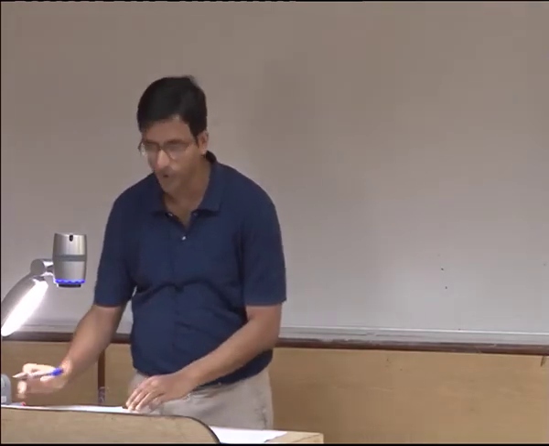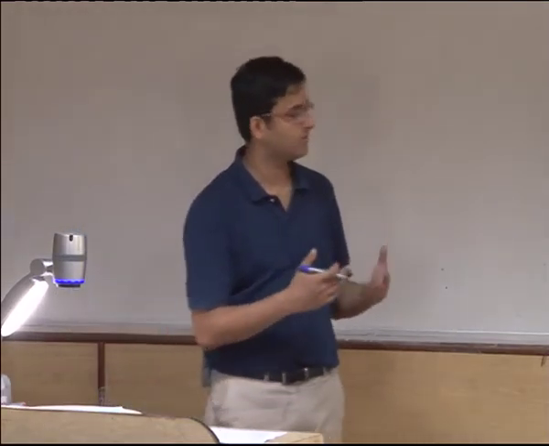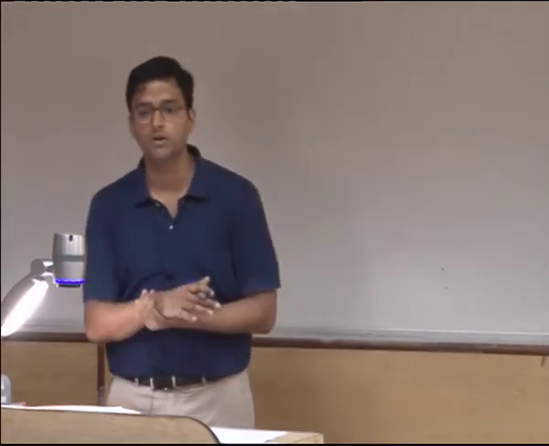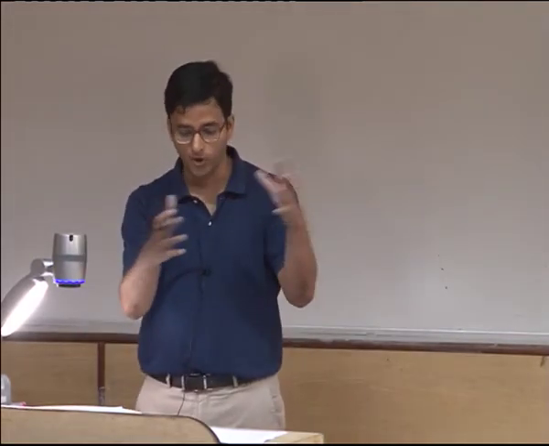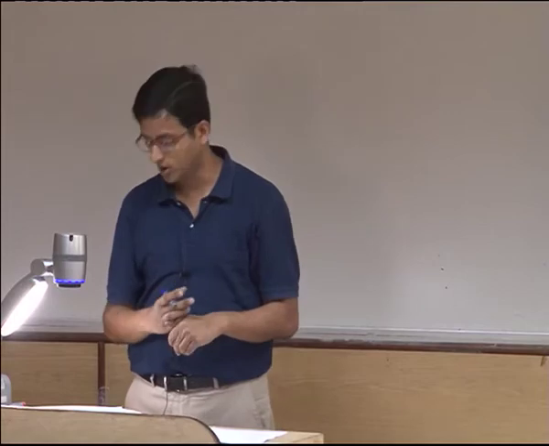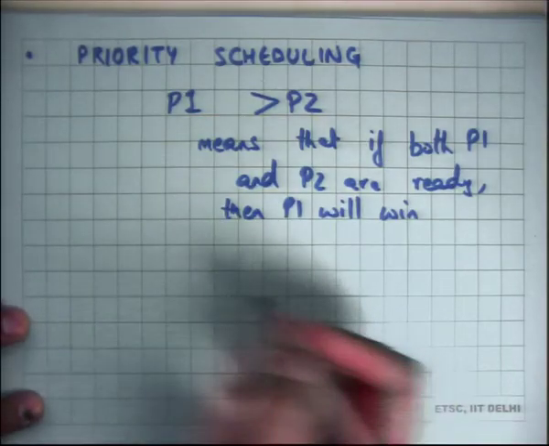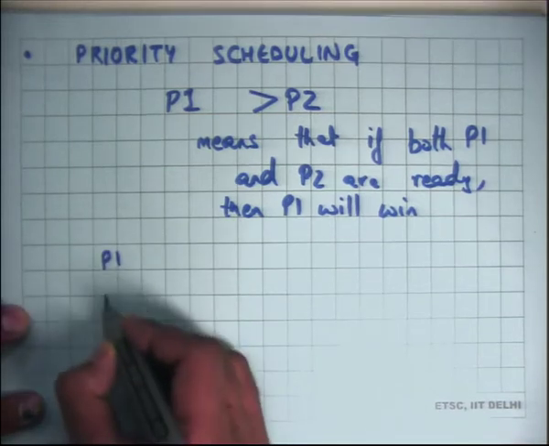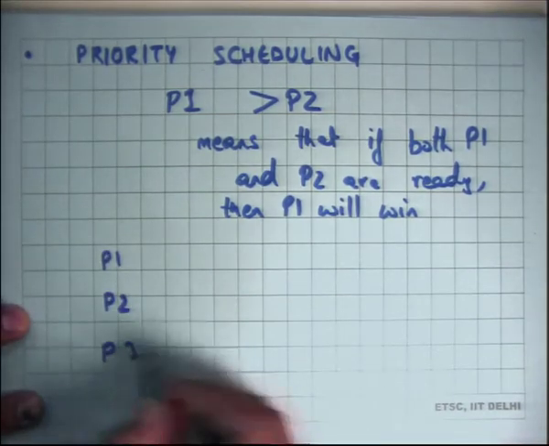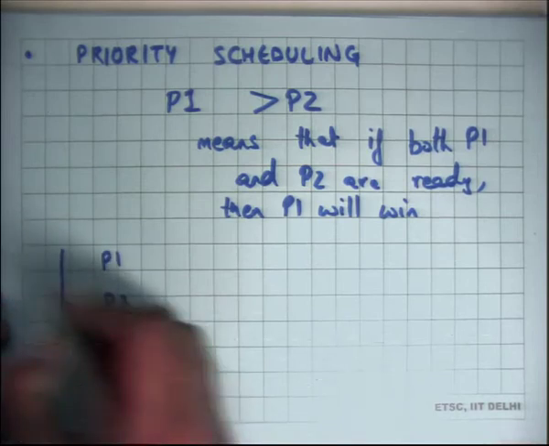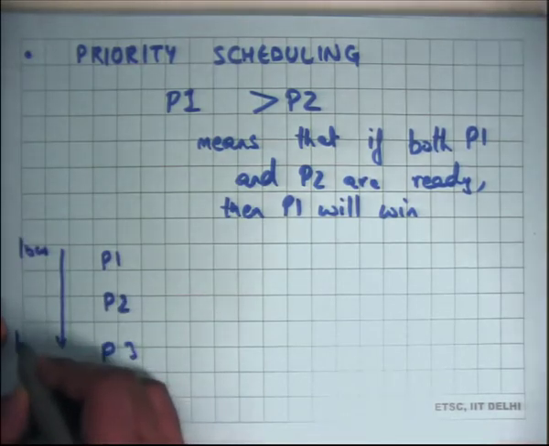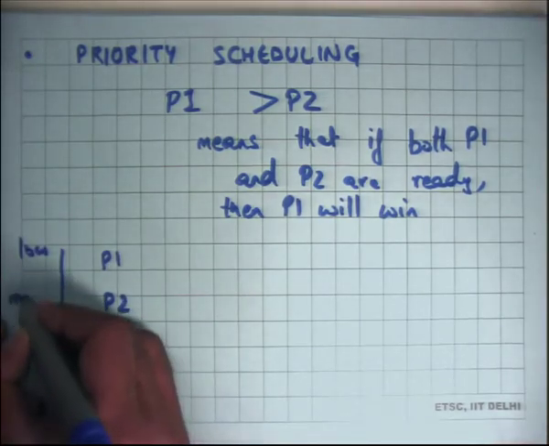Now when you do priority scheduling, you basically want strict priority orders between these different jobs. But there are issues with that. So let's say there were 3 processes, P1, P2, and P3, and let's say the priority order was low priority to high priority, and let's say P2 is medium priority.